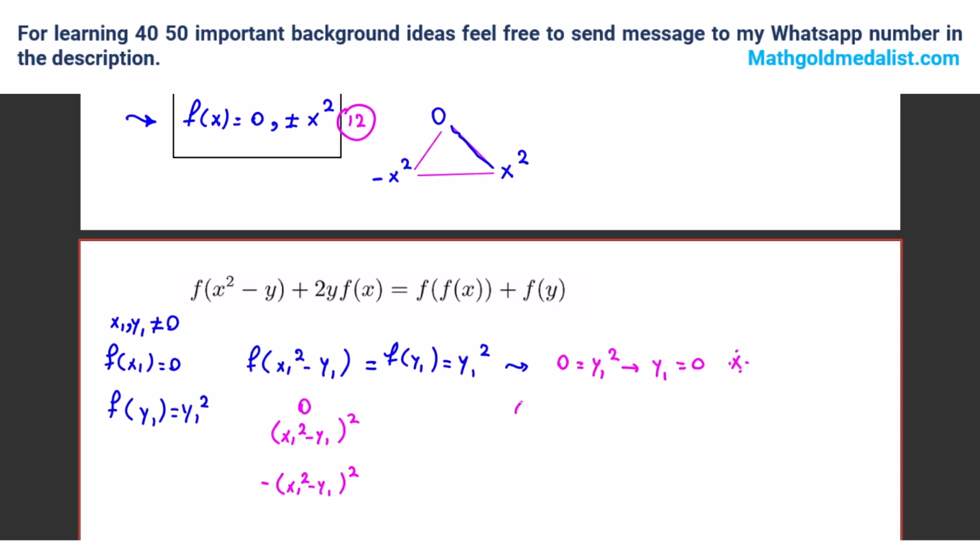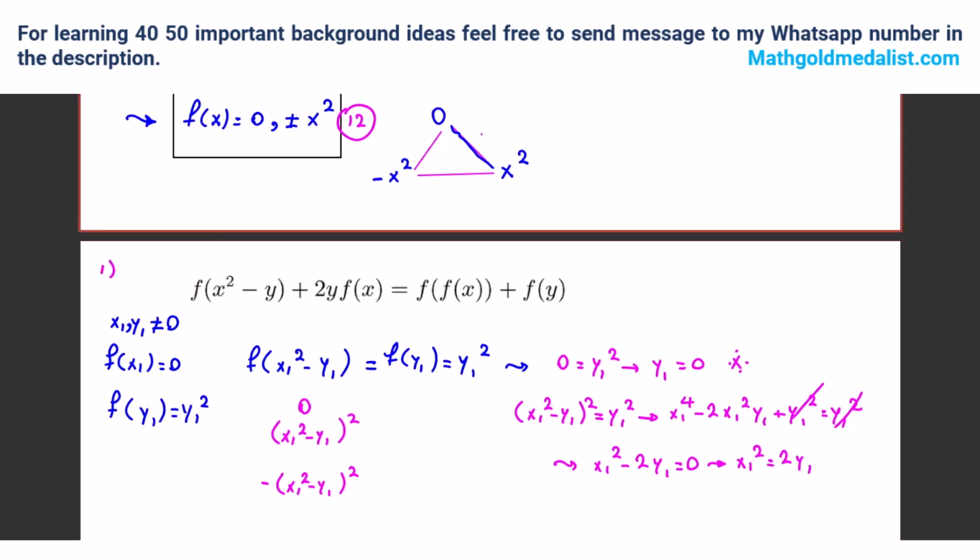If we check the next one, x1 squared minus y1 squared is equal to y1 squared, then we can raise the left hand side to the power of 2: x1 to the 4 minus 2x1 squared y1 plus y1 squared is equal to y1 squared. We can cancel y1 squared from both sides. We can divide both sides by x1 squared. So x1 squared minus 2y1 is 0. Okay, we can conclude what? We can conclude x1 squared is equal to 2y1. Okay, it is case 1 that we are considering.